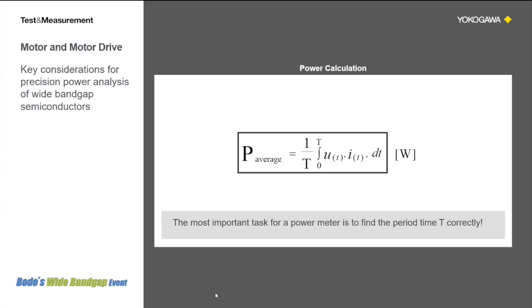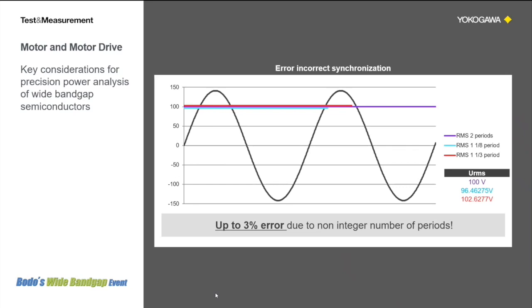In digital power meters, the electrical power is calculated as 1 divided by period time T, multiplied by the integration of instantaneous voltage multiplied by instantaneous current over an integer number of periods. Therefore, it is very important for a power analyzer to find period time T correctly. When the calculation is not done over a complete number of periods, large errors can occur.